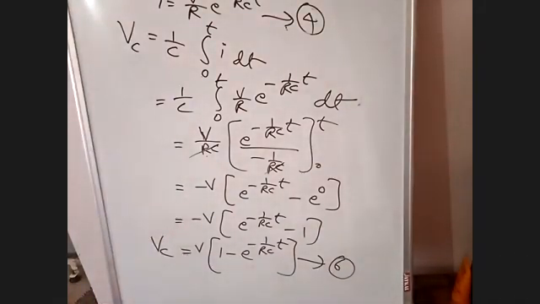That is the transient voltage across the capacitor. Vc is the transient voltage across the capacitor. You have to remember this formula: Vc is equal to V into 1 minus e power minus 1 by RC into t. I think you have understood why I have taken the limits 0 to t. If you have any doubt, you can ask.